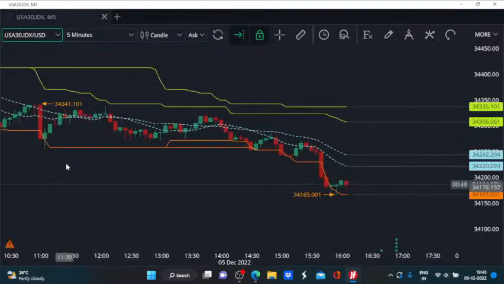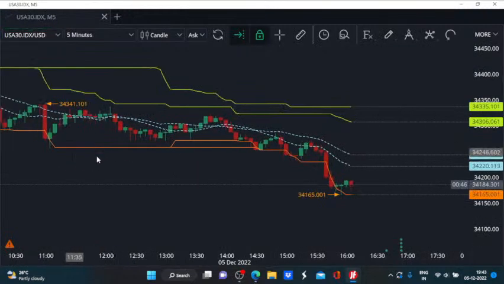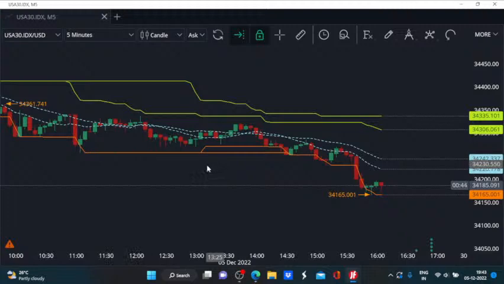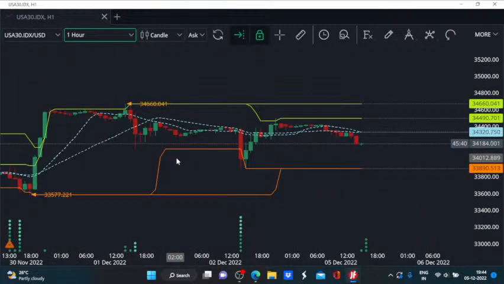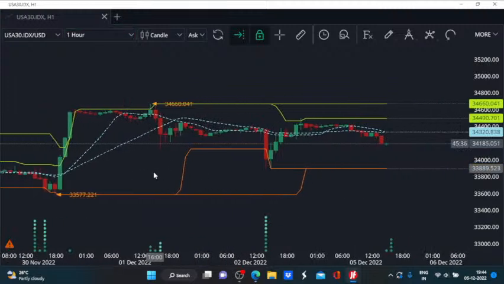Turning our attention to the equity segment now. On the equity side, let's consider the larger time frame chart first. On the equity side, we have a similar kind of price formation. There is not much of a difference.